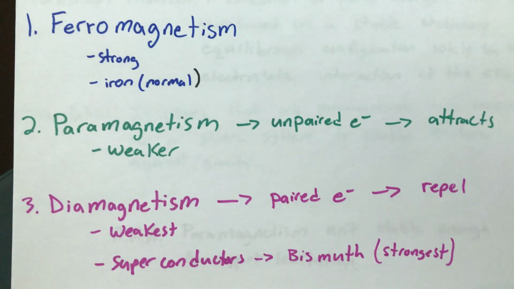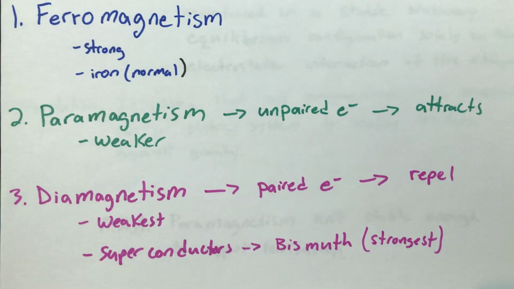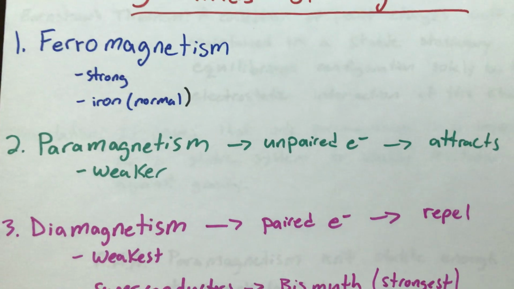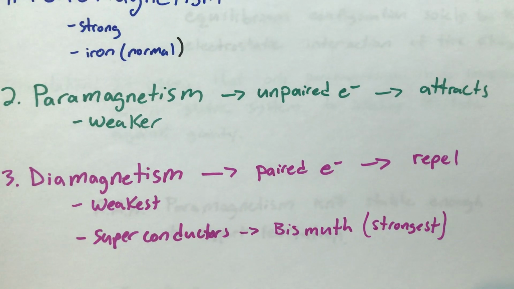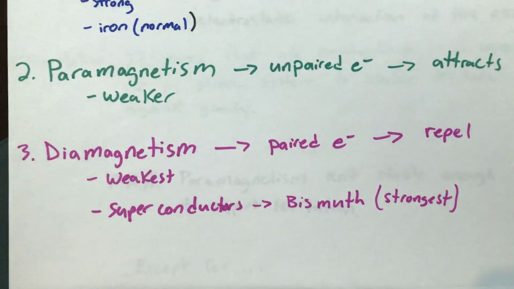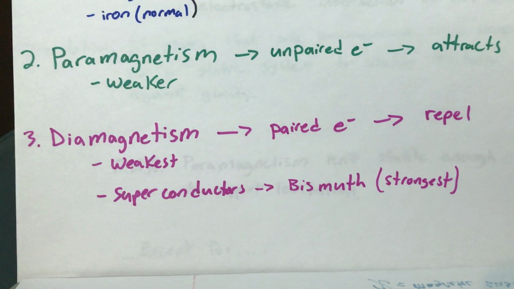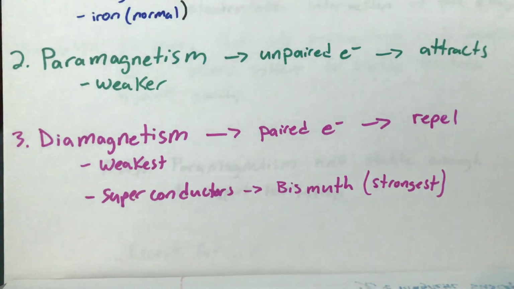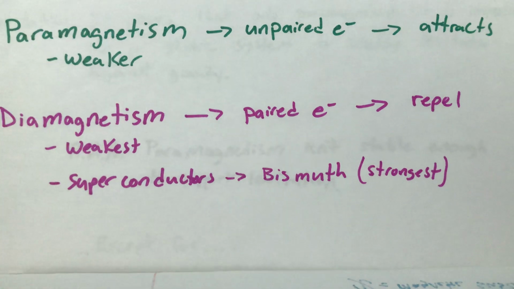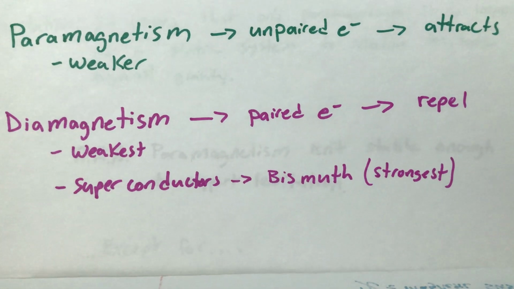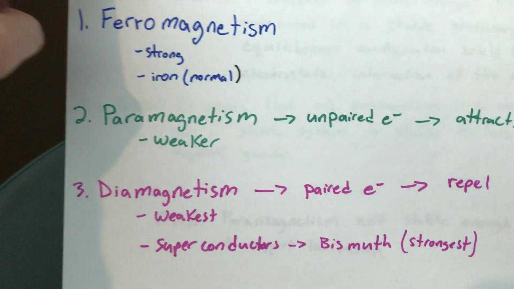And then we have diamagnetism, which is the weakest of the three. It is composed of paired electrons, and because of those paired electrons, it's repelled by both ends of a magnet. Like I said, it's the weakest of the three. There's actually something within diamagnetism called superconductors. They're also known as perfect diamagnets. And the strongest of the superconductors is the element bismuth. You can find that in the periodic table. And we'll talk more about diamagnetism later in this video.